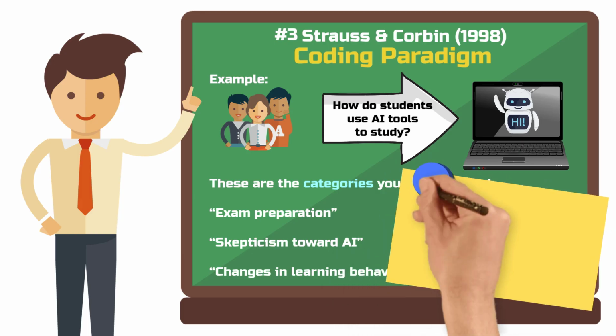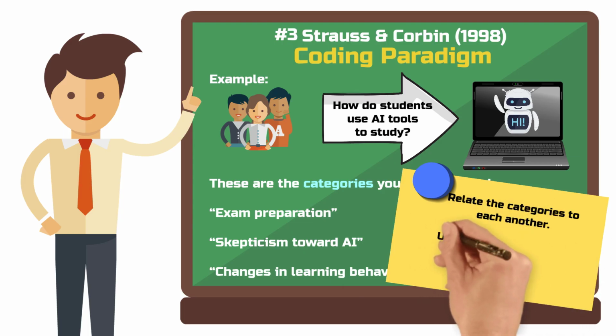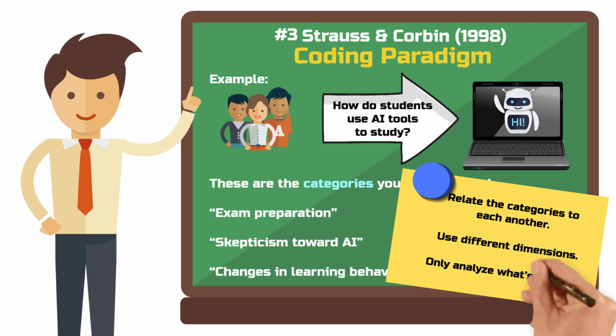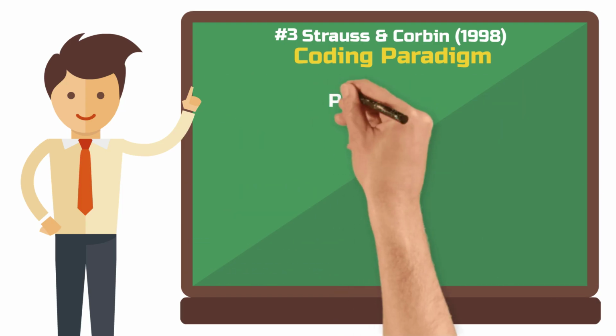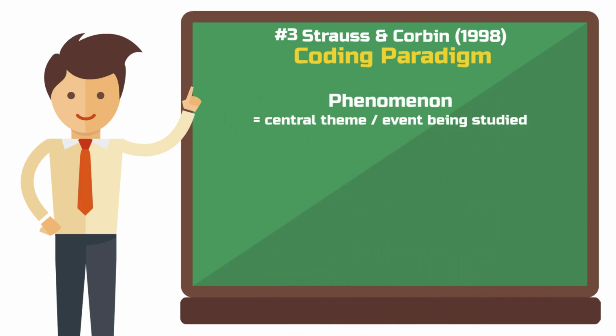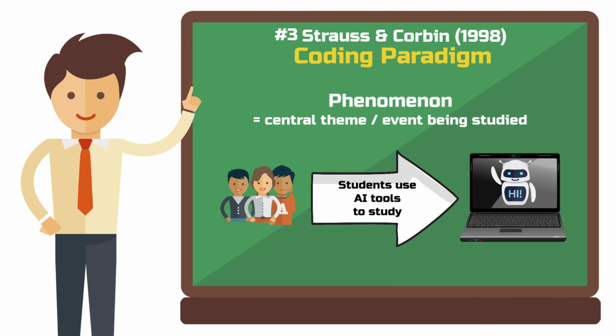Now, you relate these categories to each other. Earlier, we looked at the dimension of time, but there are more aspects. You don't need to analyze everything in the coding paradigm, only what's necessary for your theory to address your research question. The phenomenon describes the central theme or event you're studying. For example, students use AI-supported tools for learning.